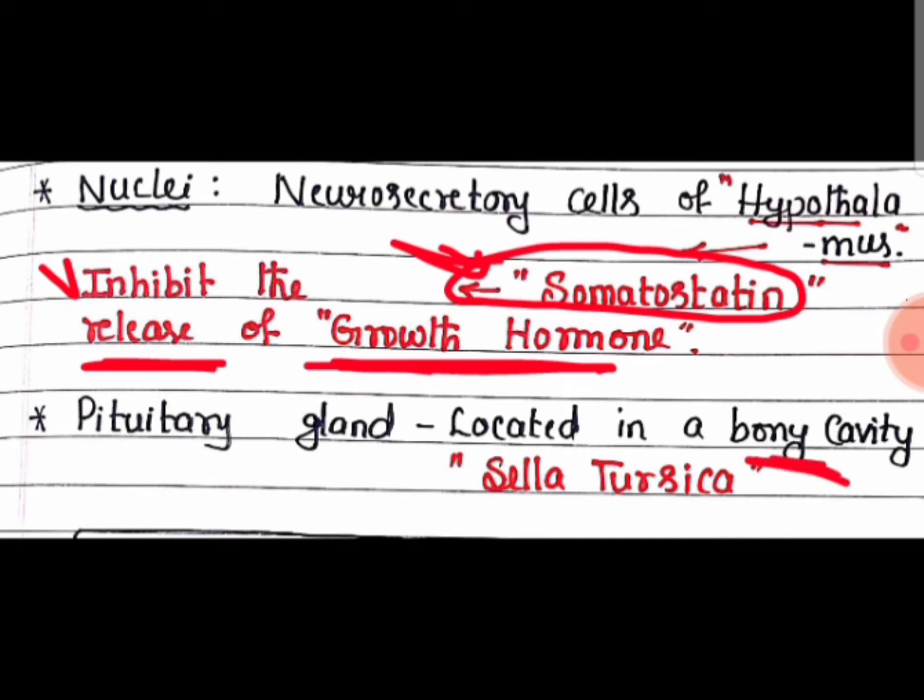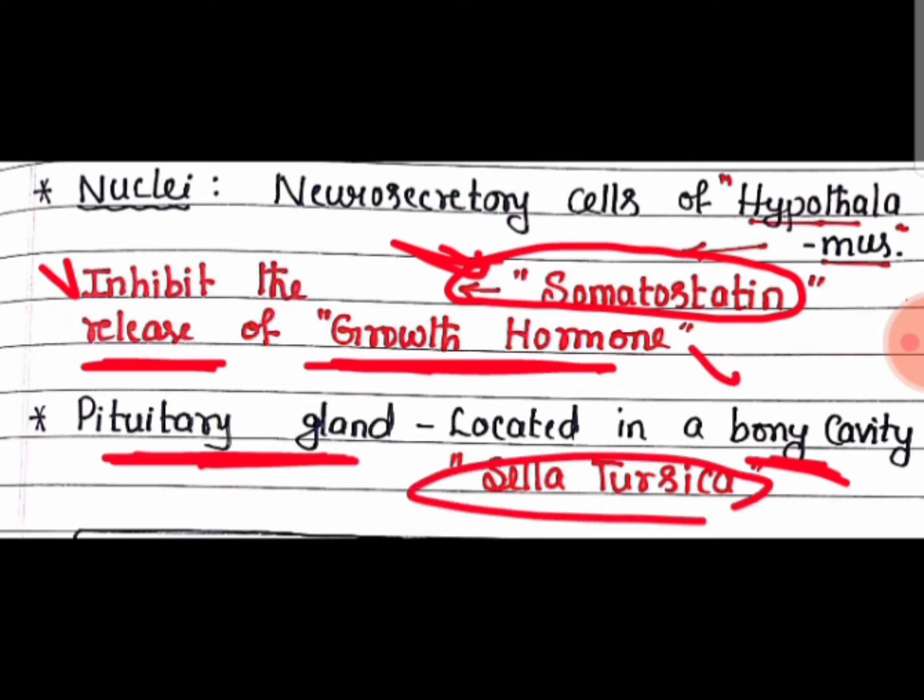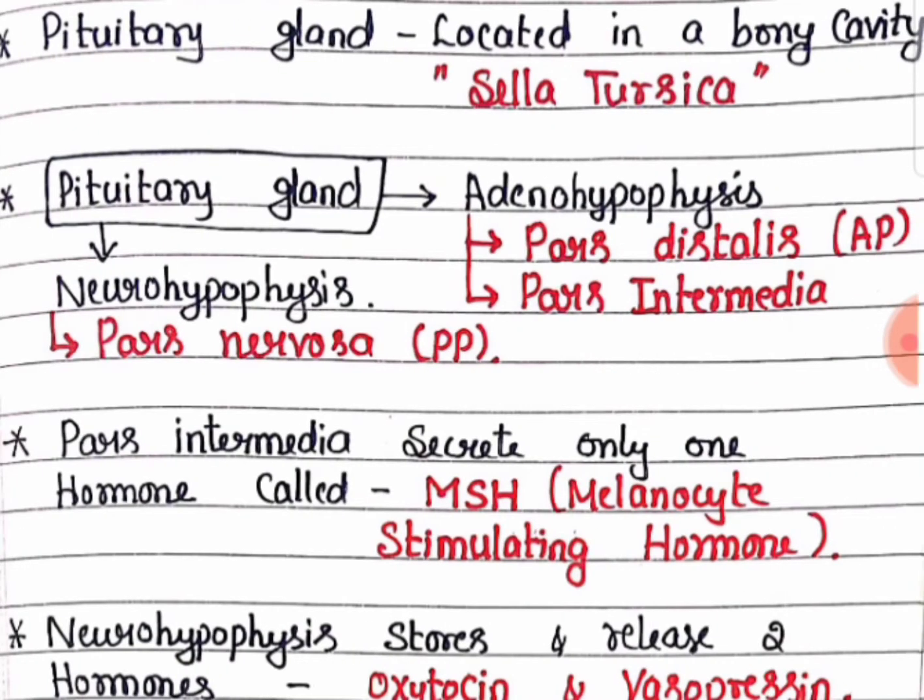And the bony cavity in which the pituitary gland is located is called sella turcica. And come to the master gland. The pituitary gland has two parts, adenohypophysis and neurohypophysis. Adenohypophysis has two parts, pars distalis, also called anterior pituitary, and pars intermedia. In the neurohypophysis, you can find one part called pars nervosa, which is called posterior pituitary.